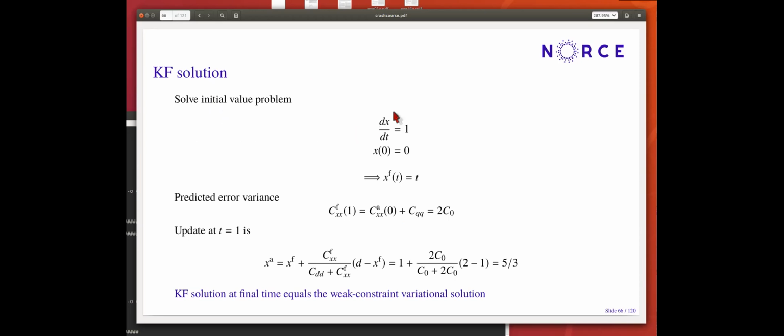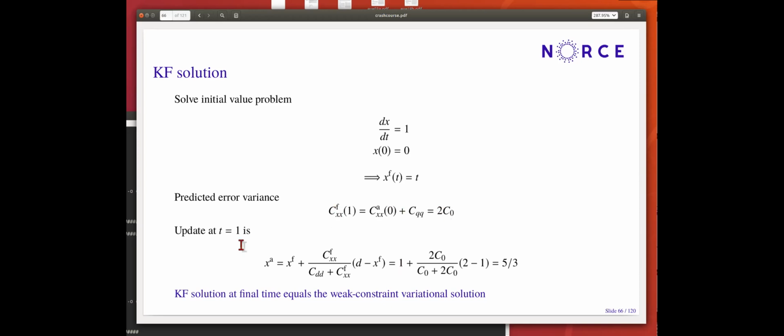We know that if you solve the initial value problem, then you get the solution x_f equal to t, and that means the solution at t equals 1 is just 1. So x_f is 1, okay? And then we have the error covariance equation, and that's just the initial variance plus the model error variance. So these were both C_0. So then you get 2 times C_0.